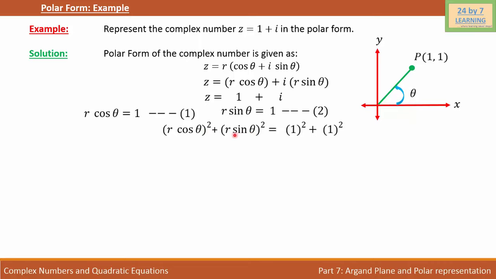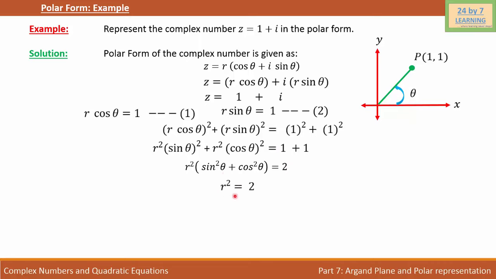If I further simplify, I will take r squared outside, and inside the bracket I have sine squared theta plus cosine squared theta, which is equal to 1 squared is 1 plus 1 squared is again 1, so 2. As we know, sine squared theta plus cosine squared theta is 1, so r squared times 1 is r squared, and I will get r squared equals 2.